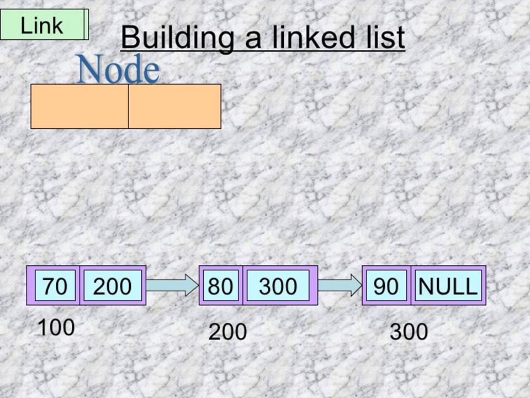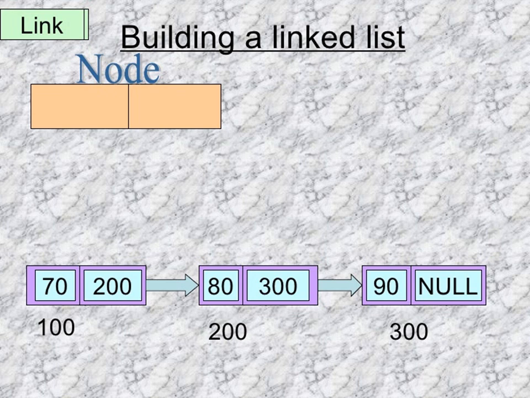In the first node, in the data field we can store 70, and in the link field we have 200. I hope you understand what the 200 is. As I have mentioned, the link field is used for pointing to the address of the next node. The second node, 80, is available at which address? 2000. That 2000 is stored in the link field of the first node.